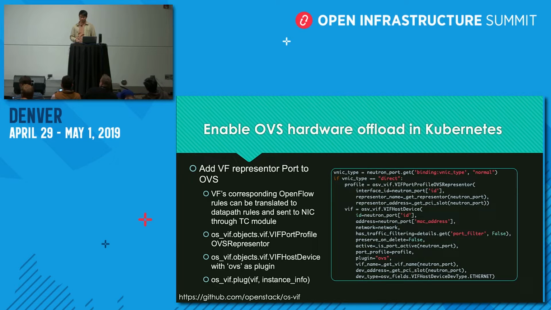We defined a virtual network interface in which the VF representer port is defined in port profile, and the virtual network interface is defined as a VIF host device. And the plugin of the virtual network interface is specified as OVS. And finally, the definition of the virtual network interface is passed to the plug method in the os-vf library to actually create the virtual network interface. So now we have created a SRV VF, moved it to the network namespace of Kubernetes pod, and added its representer port to OpenResearch.